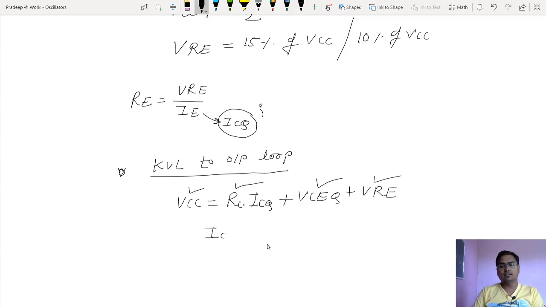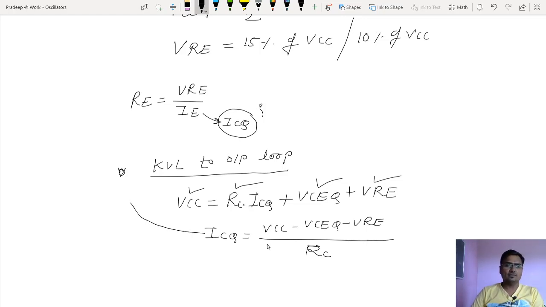From that, calculate ICQ, that is VCC minus VCQ minus VRE divided by the value of RC, is it? Now everything is known. Calculate VCEQ and put this value of VCQ here to get the value of RE. See, we followed the same thing, and it is done.